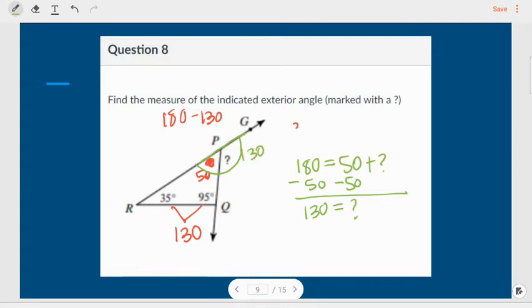Now, this is where I want to remind you of my shortcut. These two far inside angles added together is 130. My exterior angle is 130. That is not a coincidence. That's going to happen every time. I'm going to have my two remote angles. My remote angle plus my remote angle equals my exterior angle.